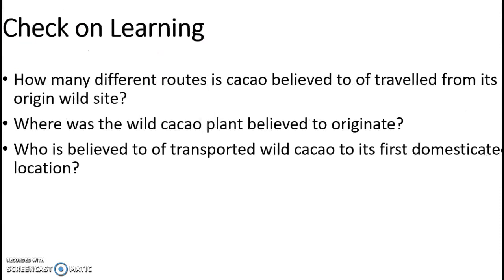Alright, so we're going to go on a quick check on learning. How many different routes is the cacao believed to have traveled from its origin to wild site? And that is 2. I'm sorry, I gave you a freebie on that one. Let me see if I can hold the answers on the next two. So where was the wild cacao plant believed to originate? And who is believed to have transported the wild cacao to its first domesticated locations? So go ahead and pause my video if you'd like.